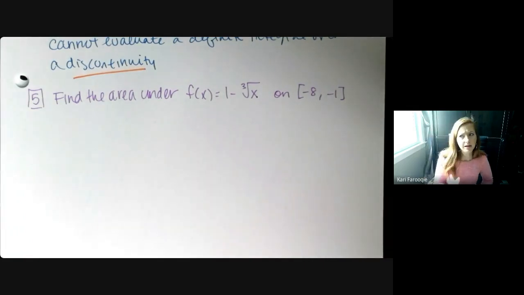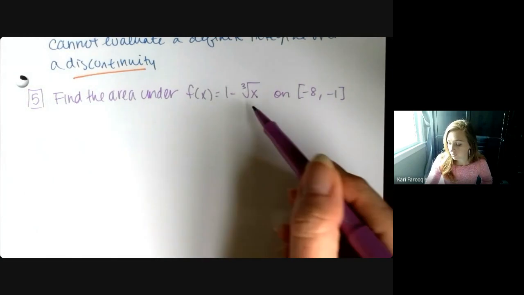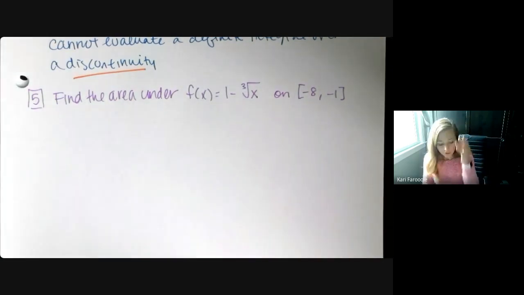Now, if you're thinking, oh, she's trying to trick us again, I see negative numbers and radicals, I'm not trying to trick you. You can take the cube root of a negative number. You can take the odd root of a negative number. You just can't take the even root of a negative number. But we're okay here. I can take the cube root of any number I want. The domain here is all real numbers. So I don't have a problem there.